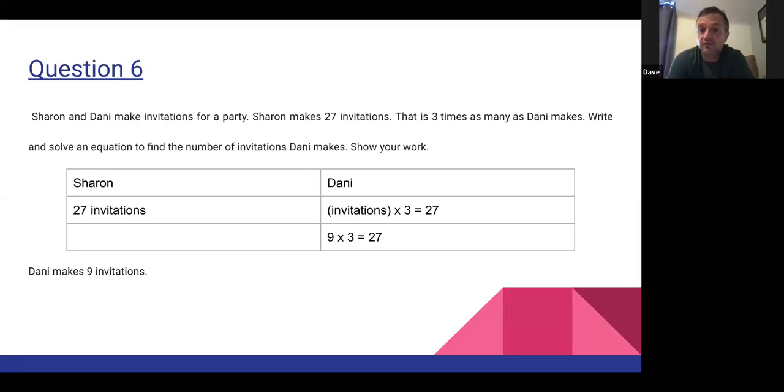Now I can divide 27 divided by 3, or I can go through my times tables. 1 times 3, 2 times 3, and so on. But 9 times 3 equals 27. So that means Danny makes 9 invitations. Okay? If you see down here, when it says solve, I need to make sure you know Danny makes 9 invitations. I don't only show my work, I also answer the question.